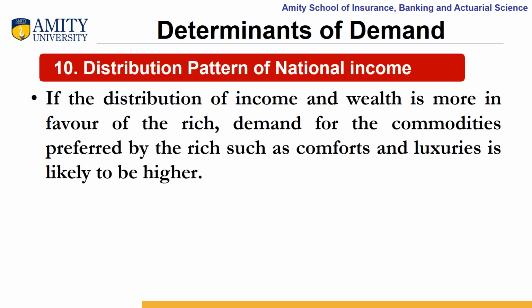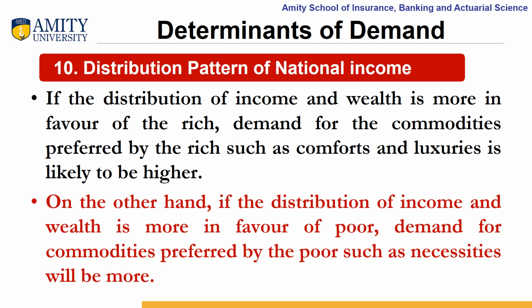Distribution pattern of national income is also an important determinant of demand. If the distribution of income and wealth is more in favor of the rich, demand for the commodities preferred by the rich, such as comforts and luxuries, is likely to be higher. On the other hand, if the distribution of income and wealth is more in favor of the poor, demand for commodities preferred by the poor, such as necessities, will be more.